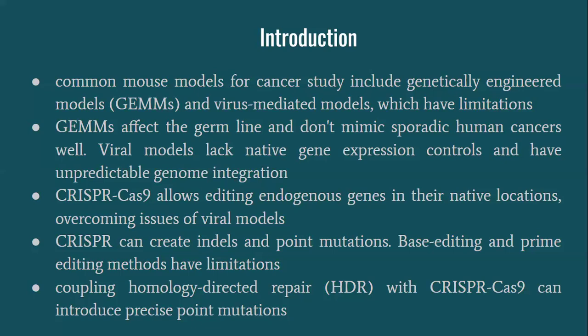CRISPR can also create indels and point mutations, as I've mentioned before, and base editing and prime editing methods also have some limitations. So coupling this CRISPR method with homology-directed repair, or HDR, can introduce precise point mutations. So far we had CRISPR-Cas9, but now what the scientists have tried to do is combine HDR with CRISPR-Cas9 so that they can introduce more precise point mutations.